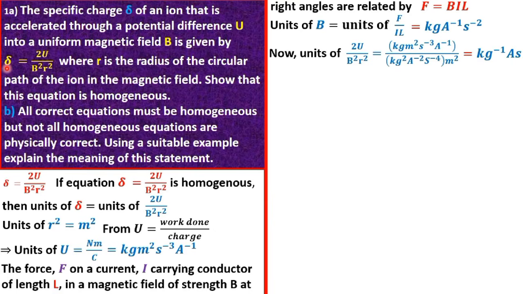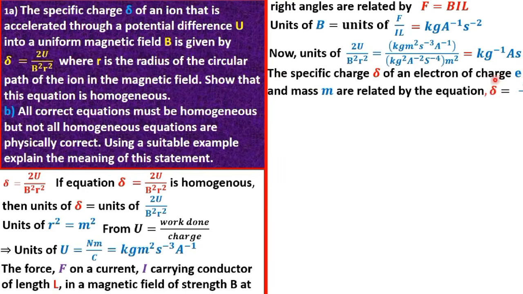Now, friends, we know for sure that since they say that delta is the specific charge of an ion, we also know that the specific charge delta of an electron, which is the same as that of an ion, is related to the charge E and the mass small m by the equation delta equals E over m. It therefore means that the units of delta has to be the same like the units of E over m. We know that E is simply the charge, so it's in coulombs. That of m is in kilograms, since m is a mass.